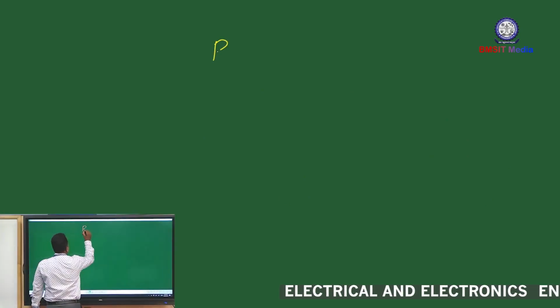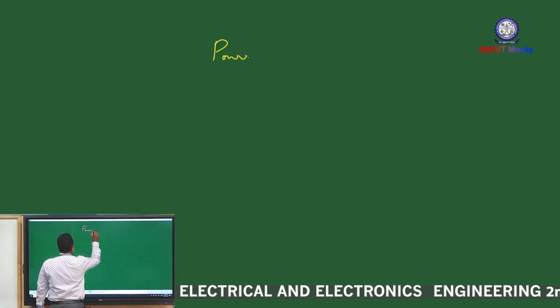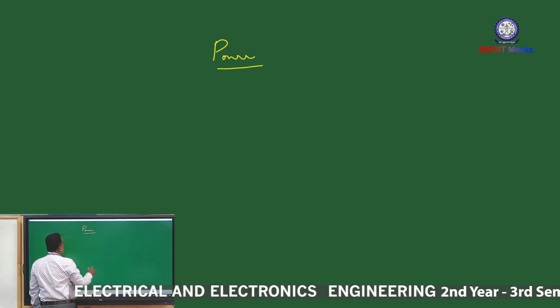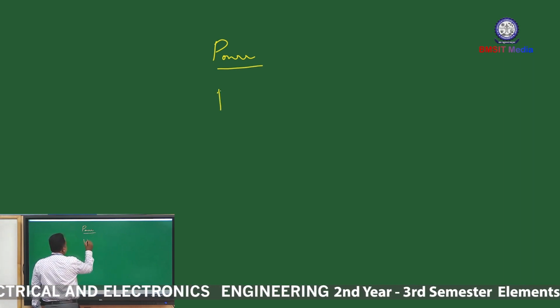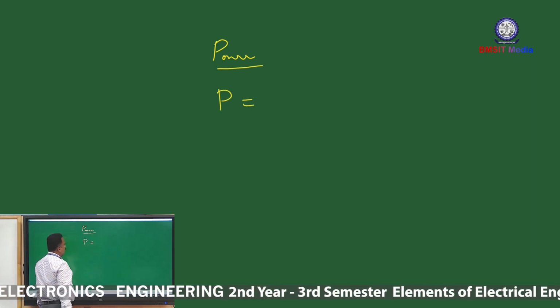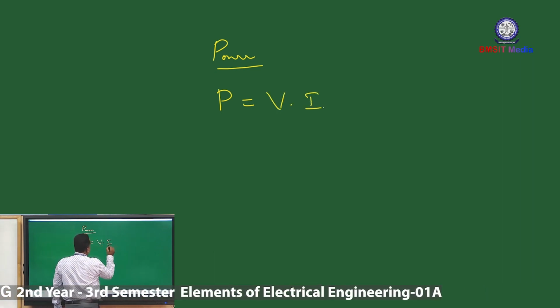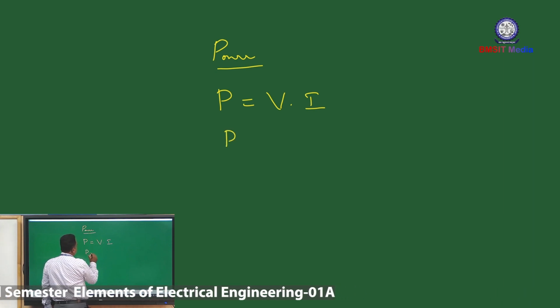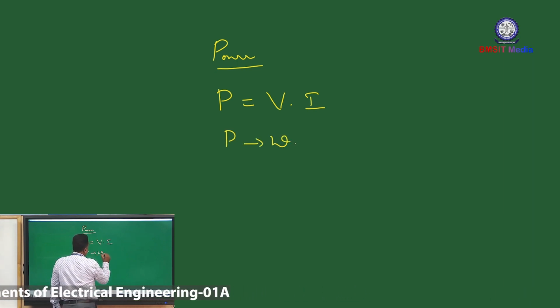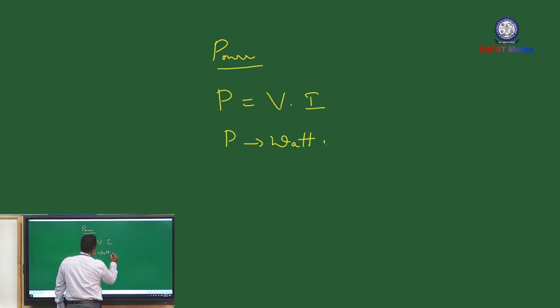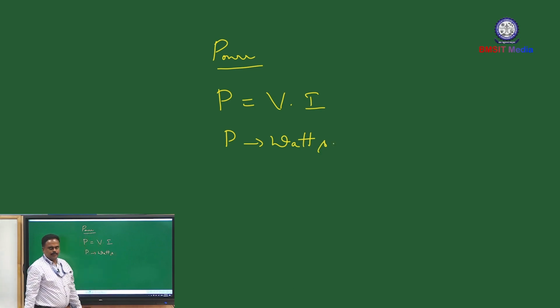Next is, what is power? Power is defined as the rate at which work is done. It is given by P is equal to V into I. The unit of power is watts.